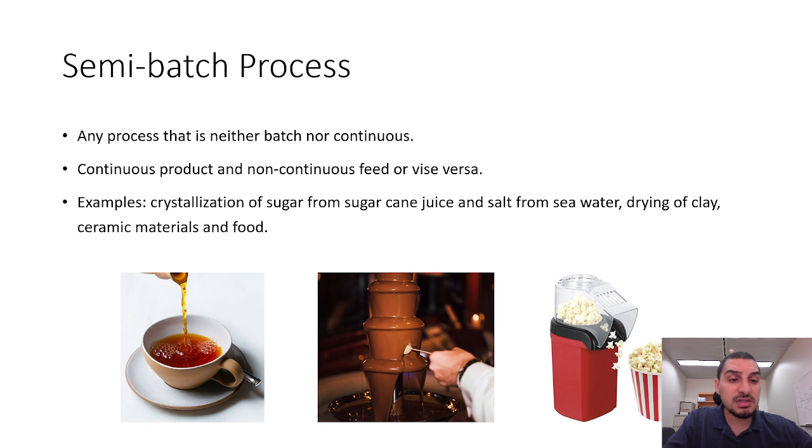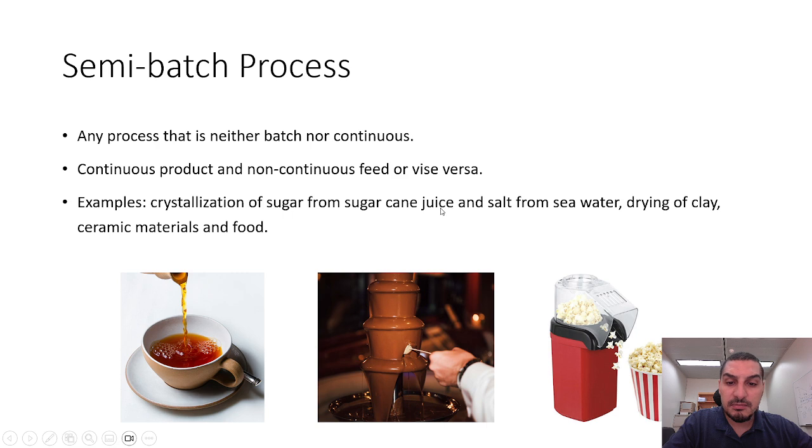So there are other examples in industry, like the crystallization of sugar from sugarcane juice. To crystallize the sugar, this is one type of crystallizers, but anyways, we put the juice in a container. We adjust the pressure, we adjust the temperature, and evaporate the water until it starts to form crystals. So we put the feed once, and then the product comes continuously.